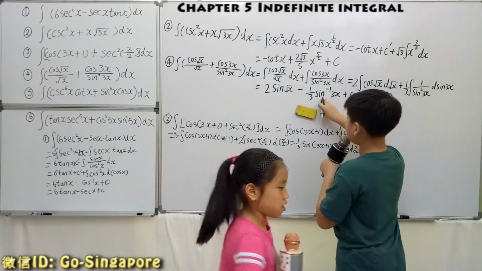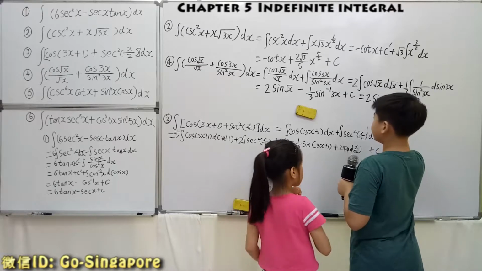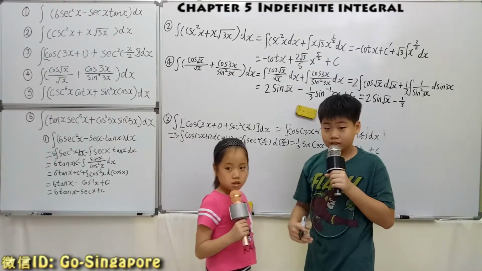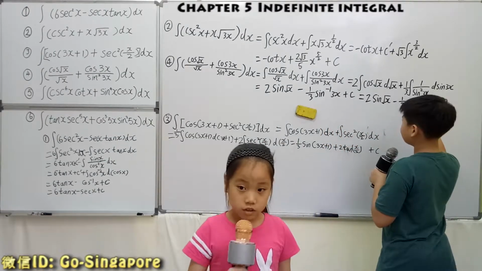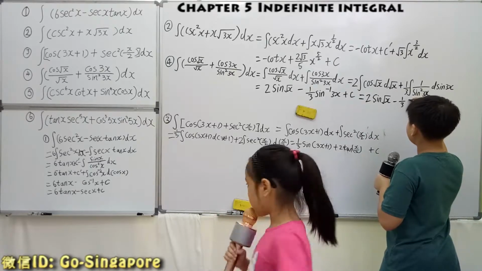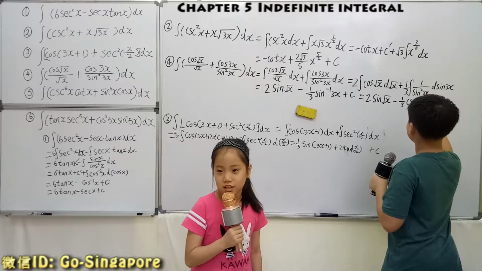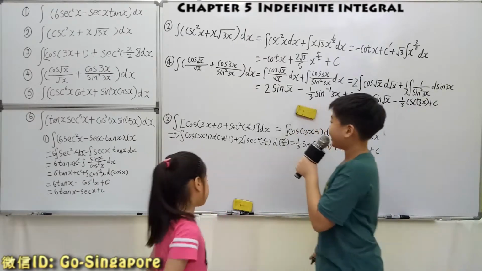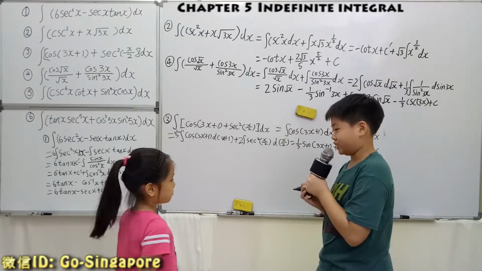Okay. So here, what can you change? So this inverse sine will become? Inverse sine will become cosecant. Okay, so next, on to question 5.